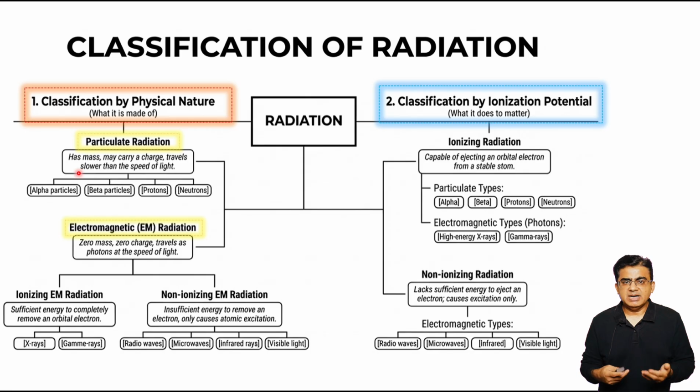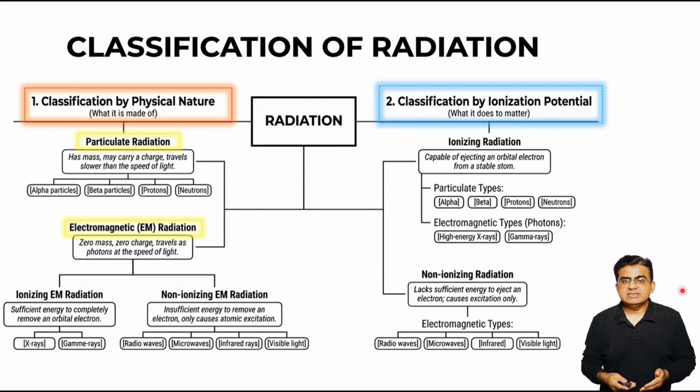So the particulate radiation is made of actual tiny particles. They have some mass. They may carry some electrical charge. They travel very fast but always slower than the speed of light. Examples are alpha particles, beta particles, protons and neutrons.